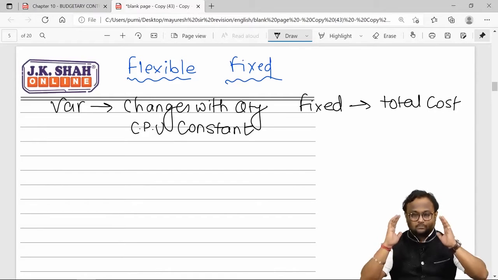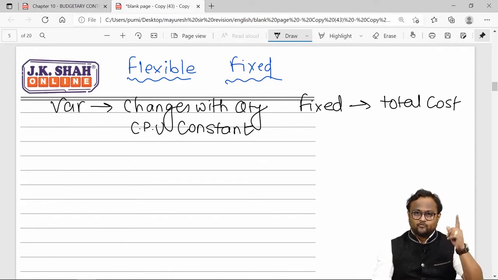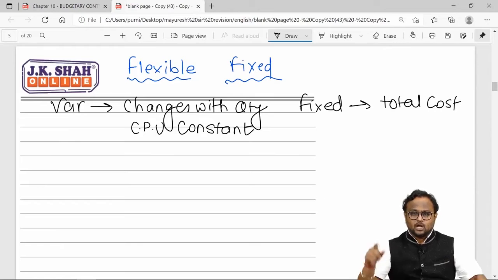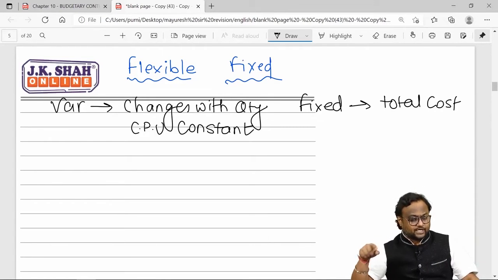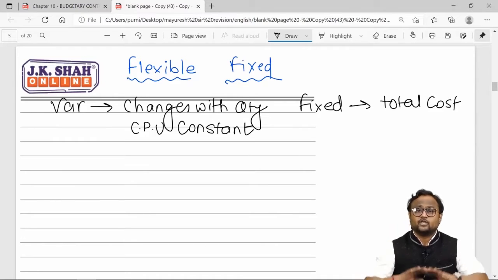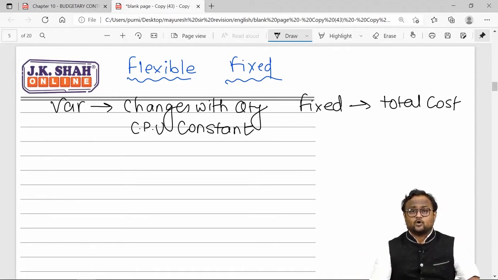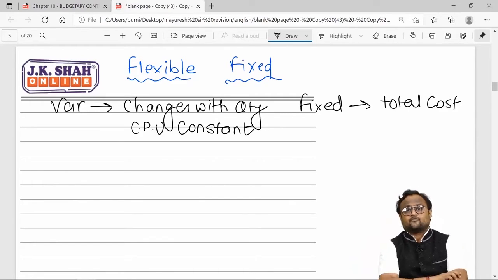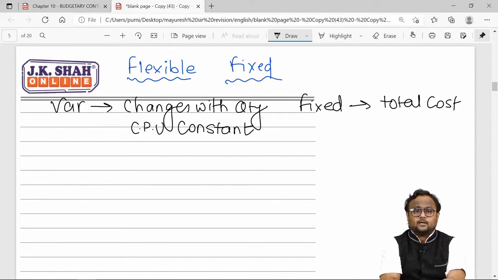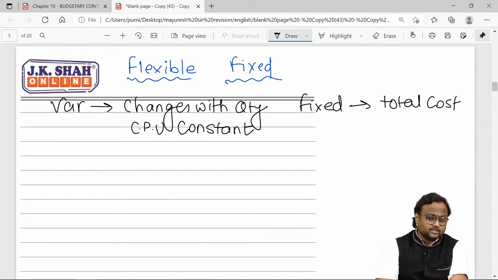So guys, once again, for variable, focus on CPU. For fixed, focus on total. For variable, if there is a change, change CPU. For fixed, if there is a change, change total. Simple. If there is no change, follow CPU for variable cost and follow total for fixed cost. There is nothing to be done apart from this as far as flexible budget and fixed budget calculation is concerned.